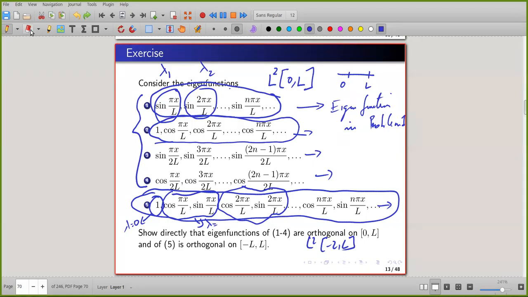For instance, you will have to pick up any two members here, multiply them and integrate them from 0 to L, and you have to show that this is 0. And in the last one, the exercise is to pick up any two distinct members here, integrate their product from minus L to L, and you will get 0.